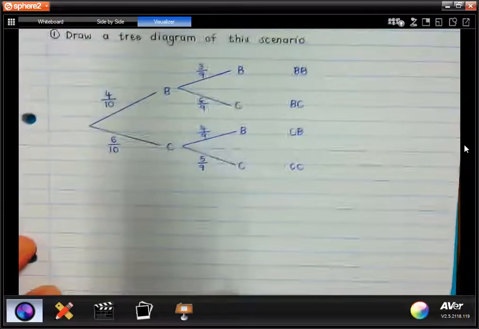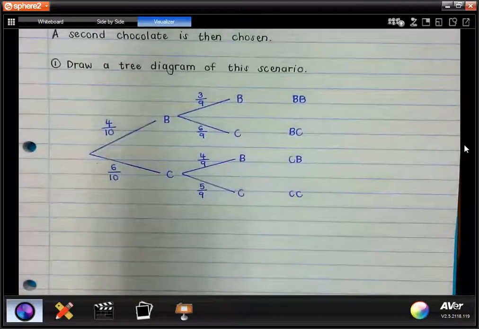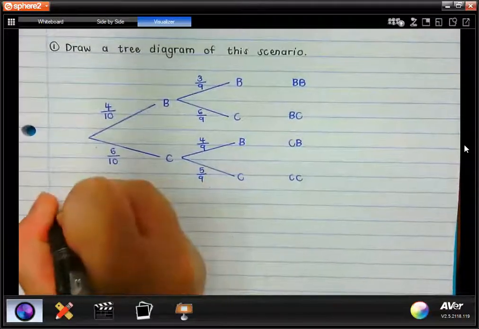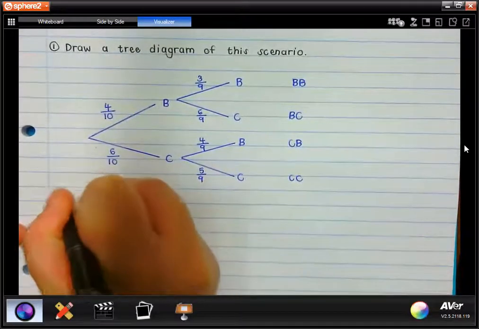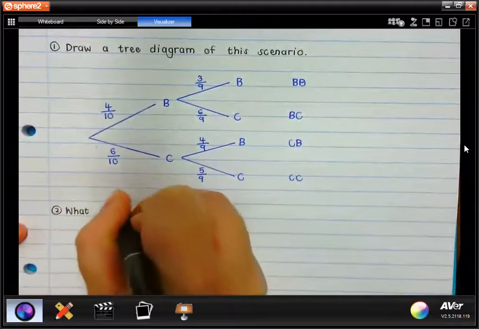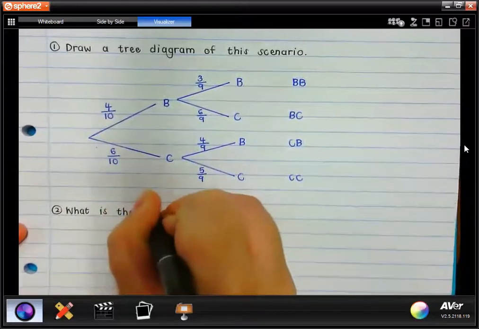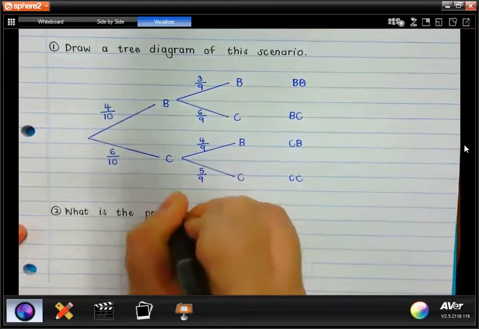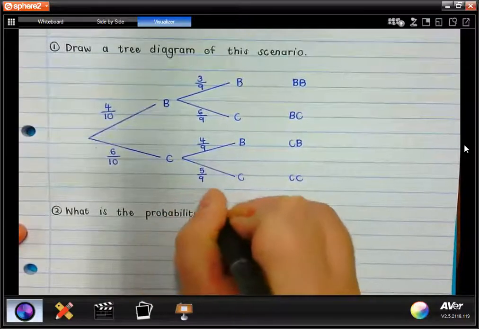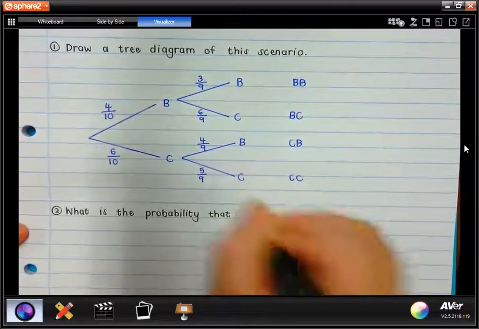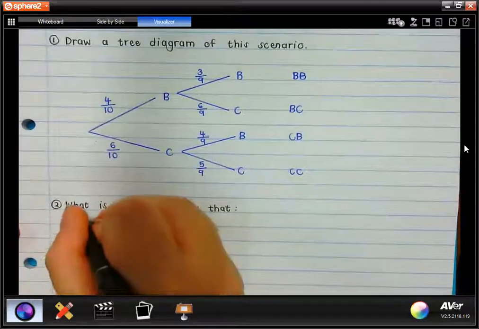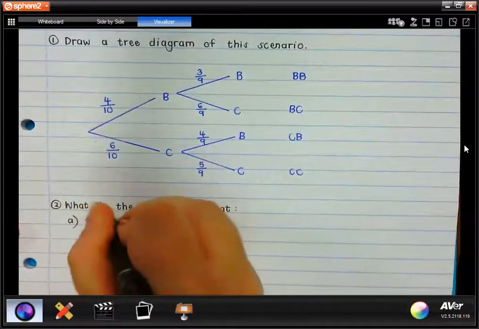All right, now number 2. What is the probability that? And then we have A, 2 bar ones are chosen.